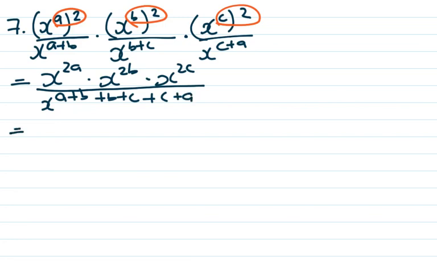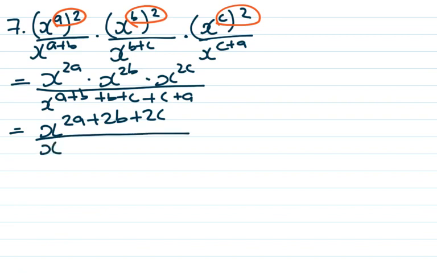Now I'm going to add the exponents in the numerator. So x to the power of 2a plus 2b plus 2c divided by x to the power of, now I'm going to simplify, a plus a is 2a, b plus b is 2b, c plus c is 2c. Now I have the same numerator as I have denominator, which is equal to 1 when I divide. When you divide anything by itself, it's equal to 1. Or x to the power of 0, and then equal to 1.